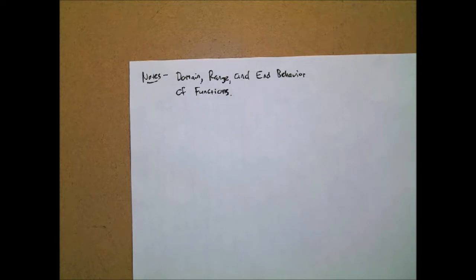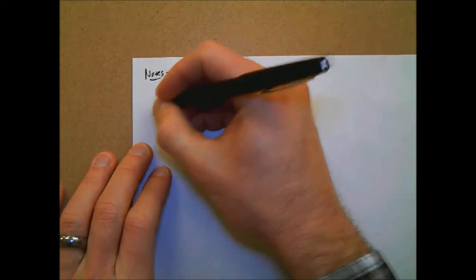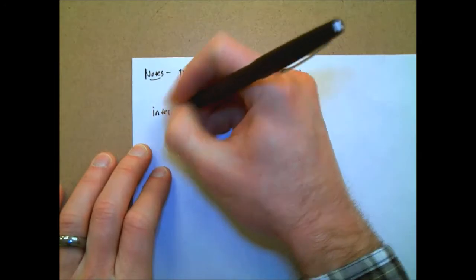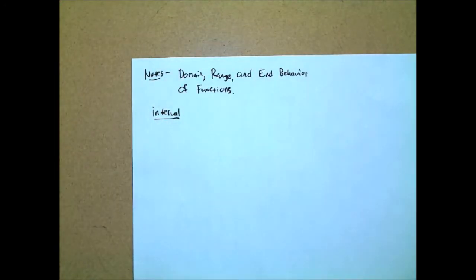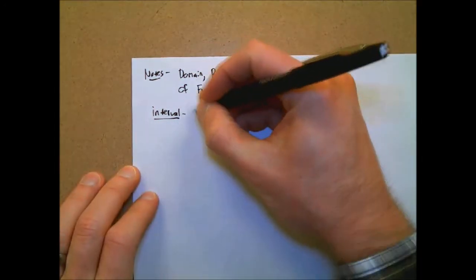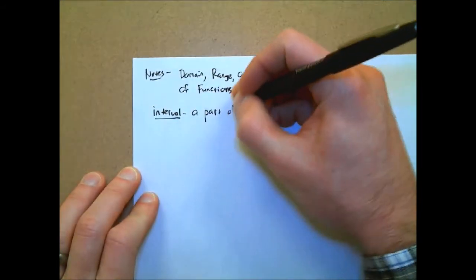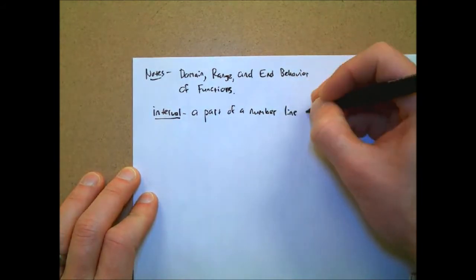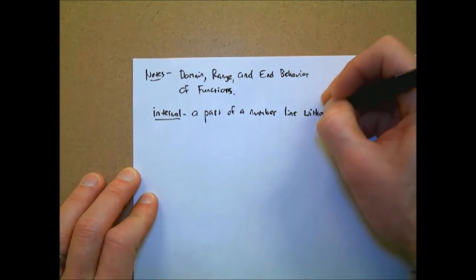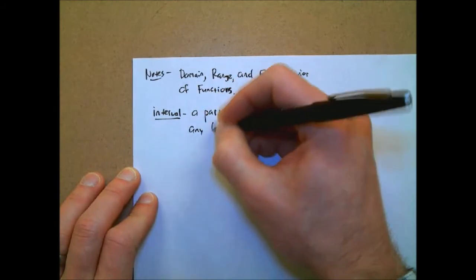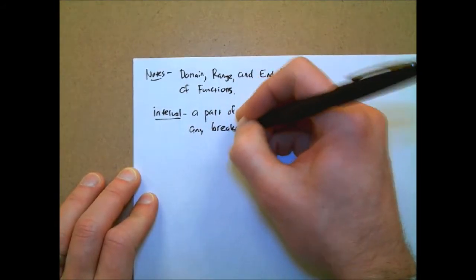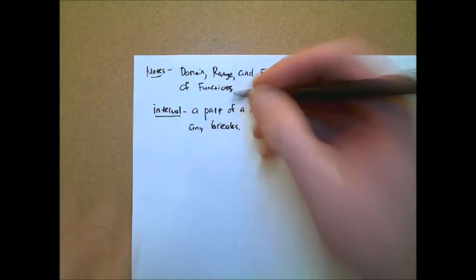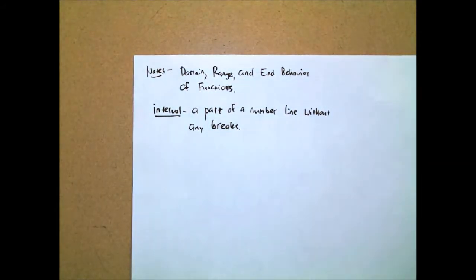Before we start talking about domain and range and behavior, though, we have to talk about how we're going to describe them, and that is with an interval. An interval is simply a part of a number line without any breaks. It's like a section or a chunk of the number line without any breaks.